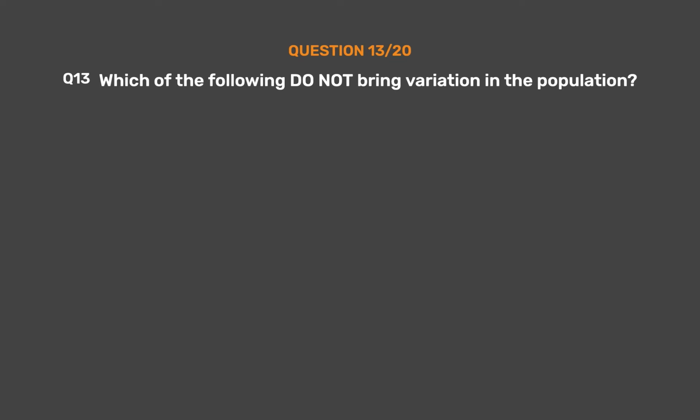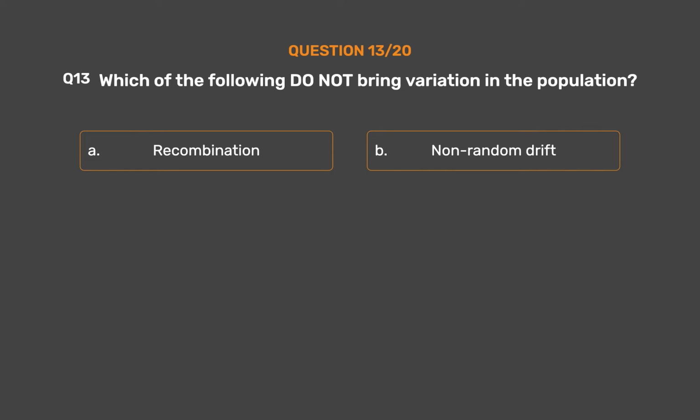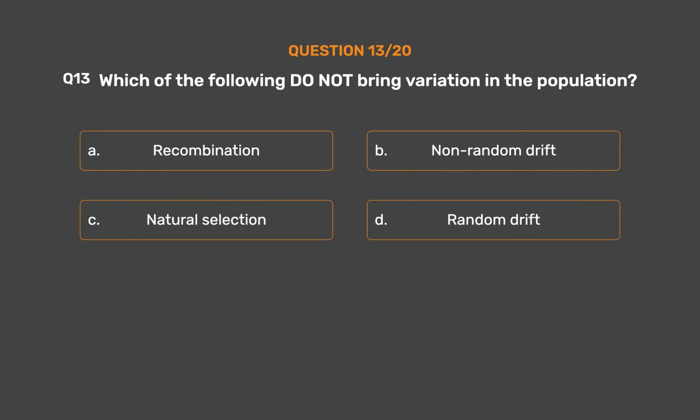Question number 13. Which of the following do not bring variation in the population? Option A, recombination. Option B, non-random drift. Option C, natural selection. Option D, random drift. The correct answer is option A, recombination.